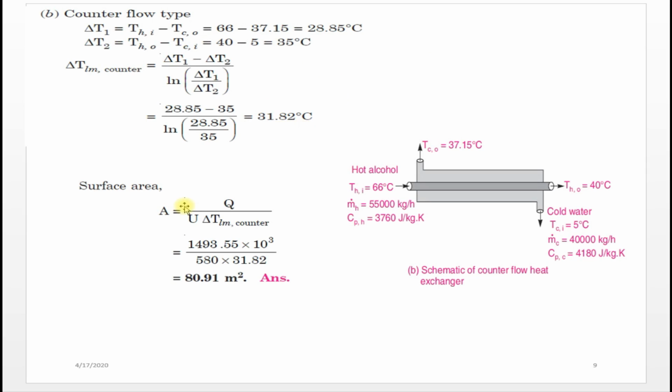Then the surface area. Q is equal to UA delta T is the formula. From that, what is the area? Q divided by U into LMTD. You will get the area as 80.91 meter square.